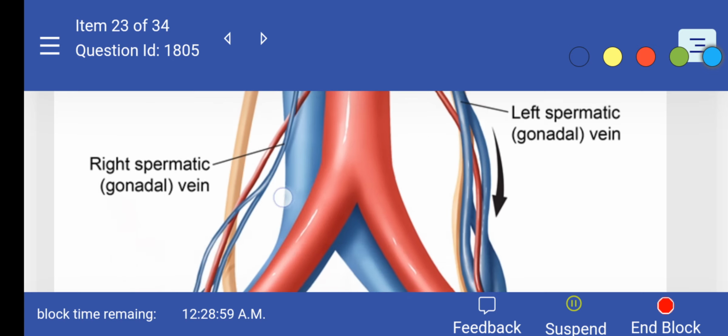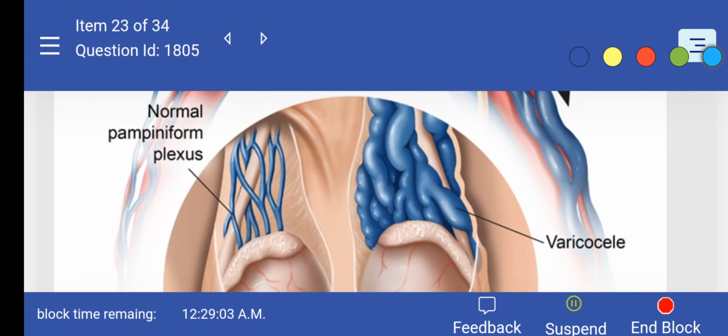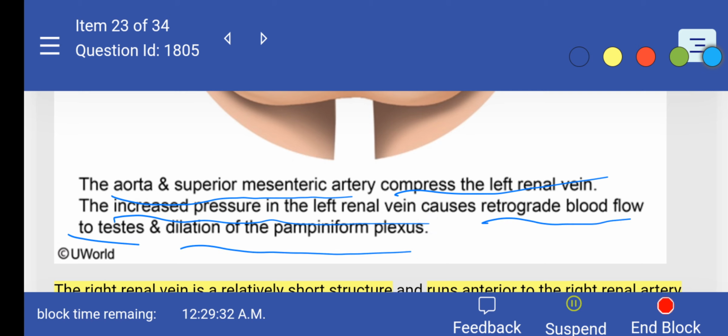So whenever the pressure is raised in the left spermatic or gonadal vein, that would cause dilation of the pampiniform venous plexus. That is considered as varicocele. So the aorta and superior mesenteric artery compress the left renal vein, increasing pressure in the left renal vein, which causes retrograde blood flow to the testes and dilation of the pampiniform venous plexus.